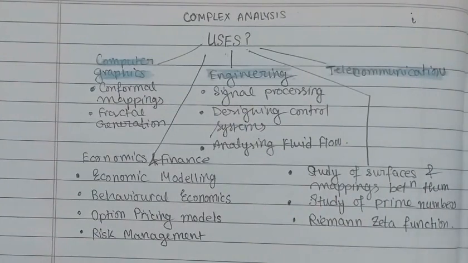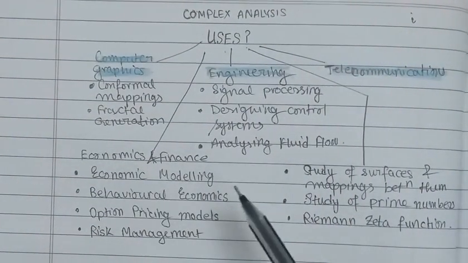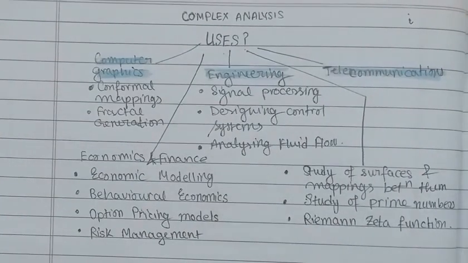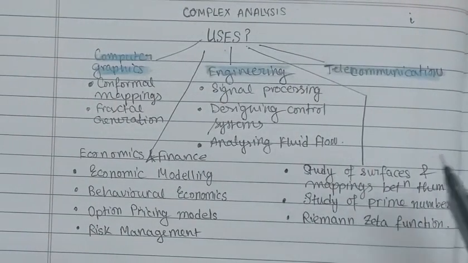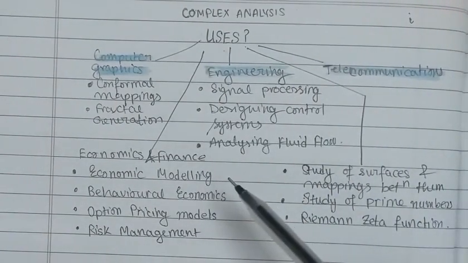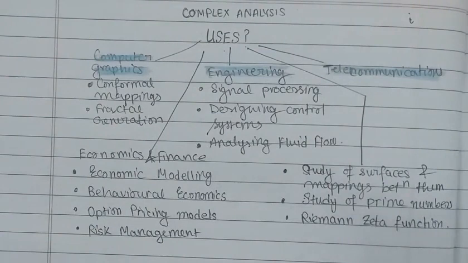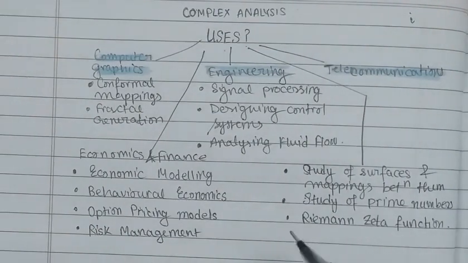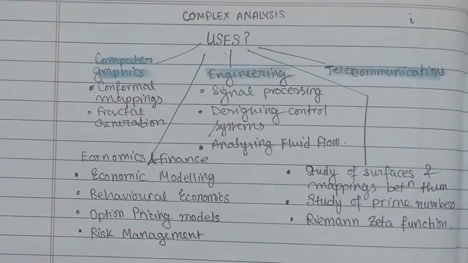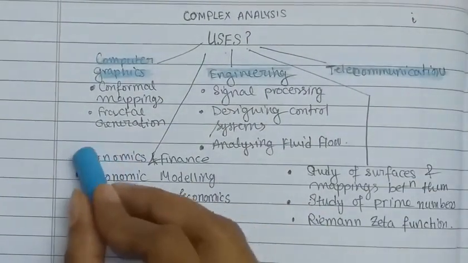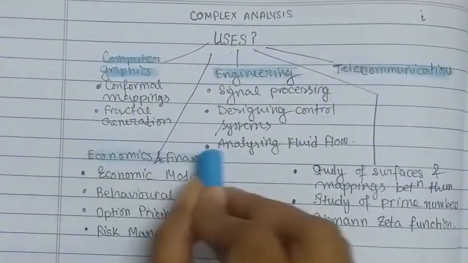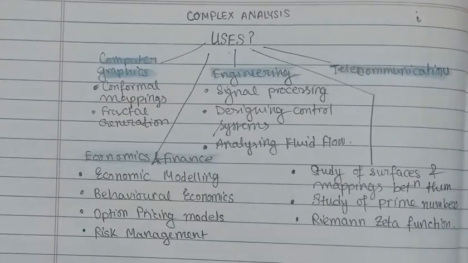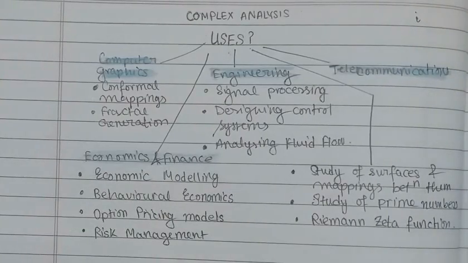Next, it has uses in economics and finance too, somewhere where you would not expect it to be, right? Like behavioral economics, economic modeling. Then in finance, like risk management, pricing models, all of that, right? So even in the business world, in economics and finance, we know there are a lot of predictions and all, and complex analysis plays a part in that as well.